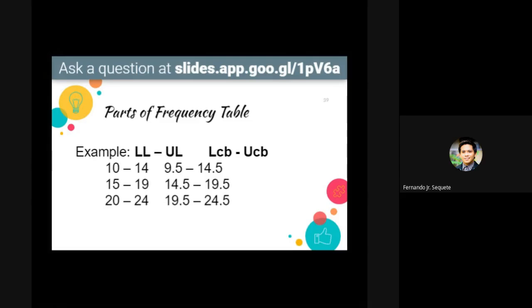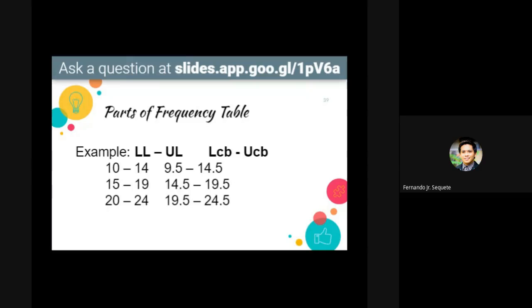Of course, we have our class limit, 10 to 14. If we are to identify the class boundaries, children, instead of 10, it will now become 9.5. Why did it become 9.5? We subtract 0.5. That is why all your lower limits got lower by 0.5. So instead of 10, 9.5. Instead of 15, you have 14.5. Instead of 20, you have 19.5.